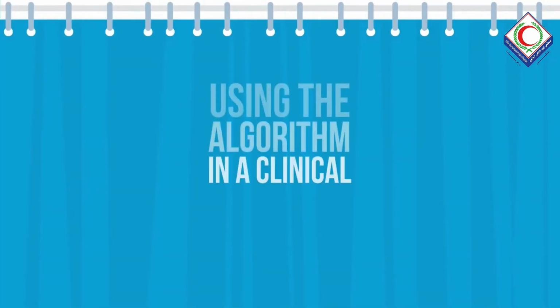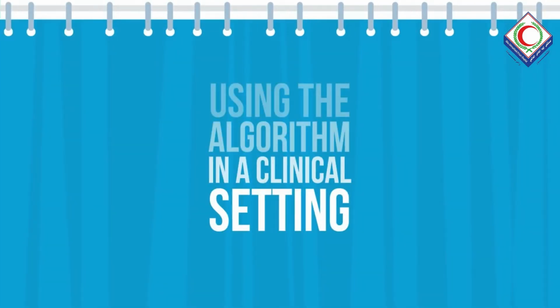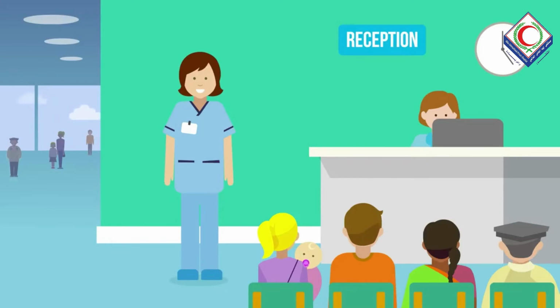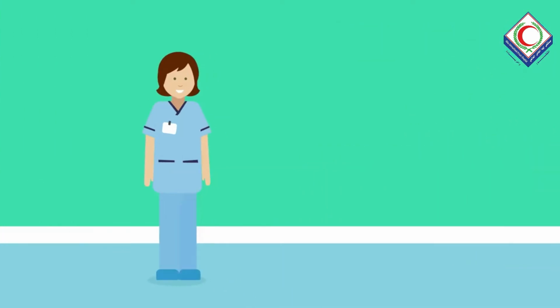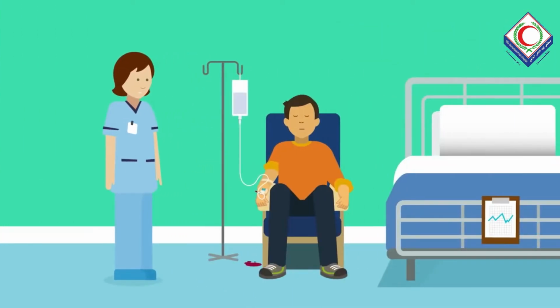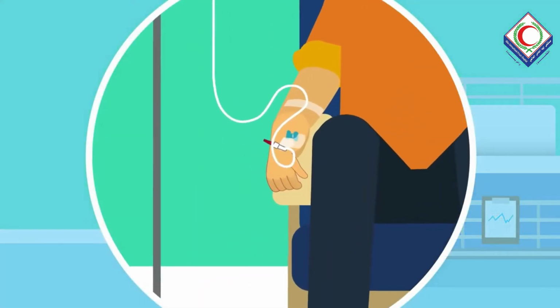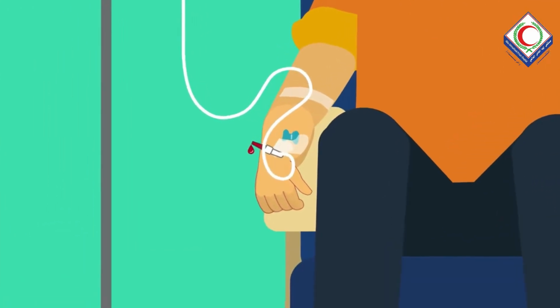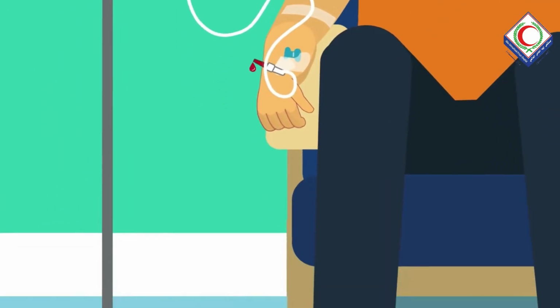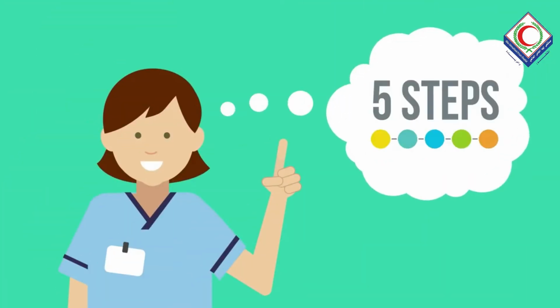Using the algorithm in a clinical setting. Nuria is a nurse working in a local hospital. She checks on Brian, a patient, who is sitting in his chair beside his bed. Brian has a needle inserted into his arm to administer his medication. Nuria notices that this has become dislodged and there is a small spillage of blood on the floor. Nuria remembers the 5 steps.